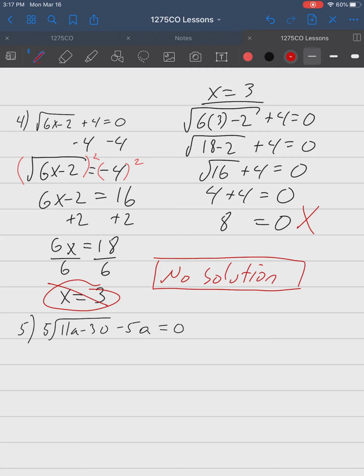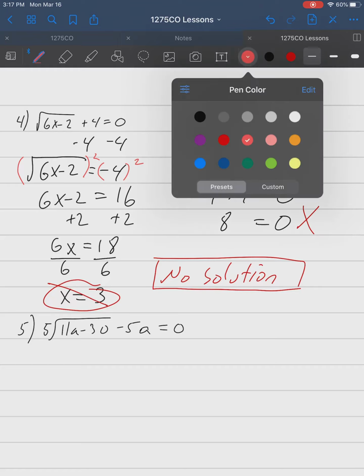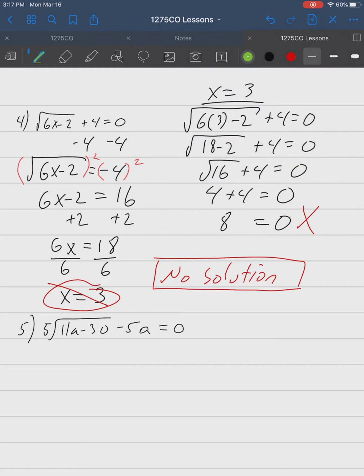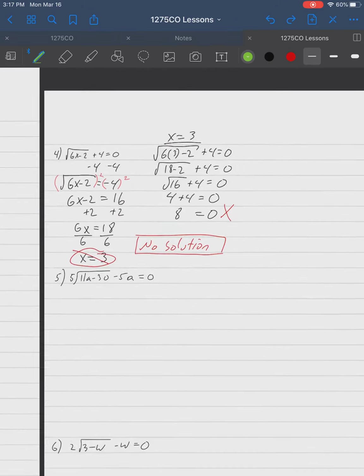Now let's pause for a minute and take a look at what happened here. We solved this using all the steps and they were all proper, right? Isolate the radical, square both sides, solve the resulting equation, check our answer. Since the answer didn't check out, that means there is no solution.